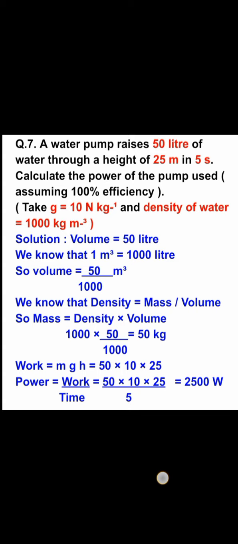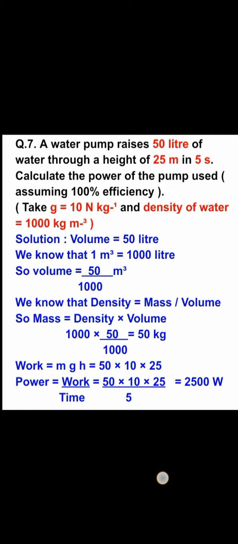So volume is given here, 50 liter. We know that 1 meter cube equals 1000 liter. So we have to convert volume into meter cube. So volume will be equal to 50 by 1000 meter cube. We know that density equals mass by volume. So from this relation, mass will be equal to density into volume. Density is given 1000 kg per meter cube, and volume we just calculated 50 by 1000 meter cube. So this will give you the answer, it's equal to 50 kg.